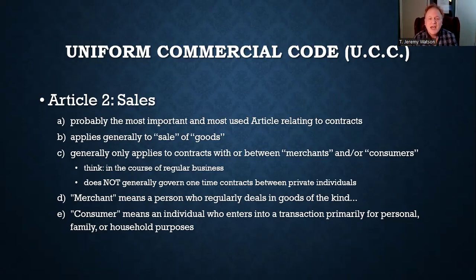All right. Next, Article 2 generally only applies to contracts by or between merchants. Okay. And you'll see and or consumers. What does that mean? Well, it means that you have to have at least one merchant. The UCC applies to contracts between one merchant and a second merchant, maybe a wholesaler and a retailer, right? Or a manufacturer and a wholesaler. Those are both merchants. It could apply to a contract between a merchant and a consumer because you have at least one merchant there, right? But it does not apply to contracts between just two consumers, all right?